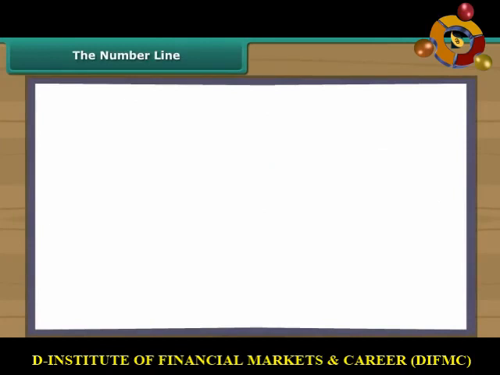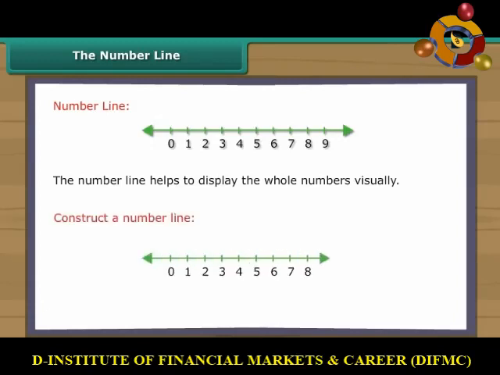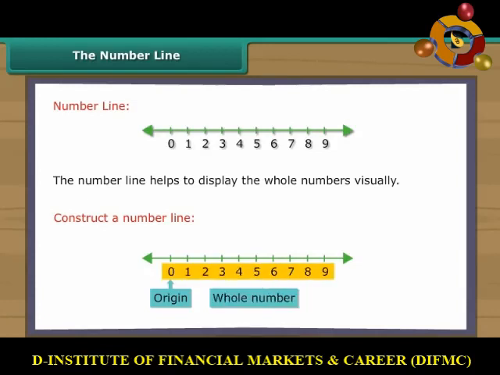The number line. The number line helps to display the whole numbers visually. To construct a number line, we simply draw a straight line and choose any point on the line and label it 0. This point is called the origin. We then choose some convenient length and, moving to the right, mark off consecutive intervals, paths, along the line starting at 0. We label each new interval endpoint with the next whole number.